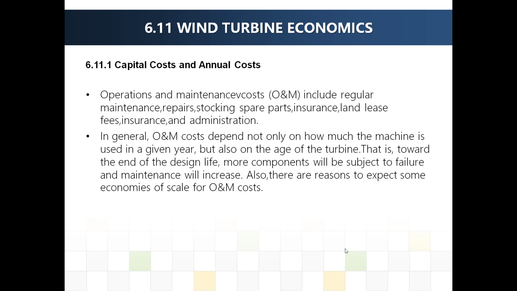The operation and maintenance costs include regular maintenance repairs, stocking spare parts, insurance, land lease fee, and administration. In general, operation and maintenance costs depend not only on how much the machine is used in a given year, but also on the age of the turbine. That is, toward the end of the design life, more components will be subject to failure and maintenance will increase. Also, there are reasons to expect some economies of scale for maintenance and operation cost.